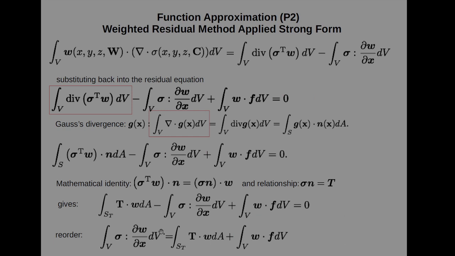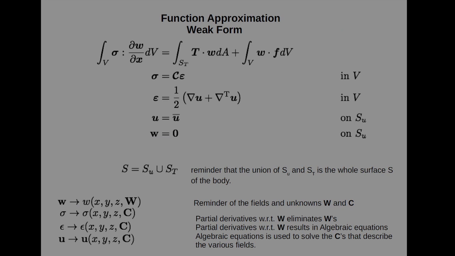Okay, so I can reorder things like this and say this is how things look. Double contraction of the stress tensor with this tensor here, which gives me a scalar. Dot product between two vectors, integrated over area. Dot product between two vectors, integrated over the volume. So this is just a scalar equation that we have here. And this allows me now to write down what's called the weak form of the function approximation.